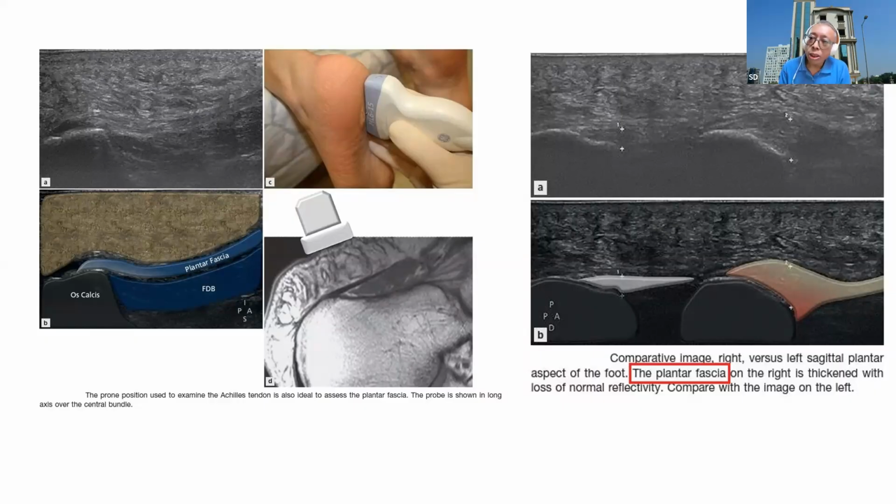So I'll also convey to sir to show you how to scan Baxter's nerve in the next class, in the coming week. And I request all of you, whenever you have a chance to scan the plantar fascia, always scan Baxter's nerve, just to make yourself adapted to seeing Baxter's nerve.